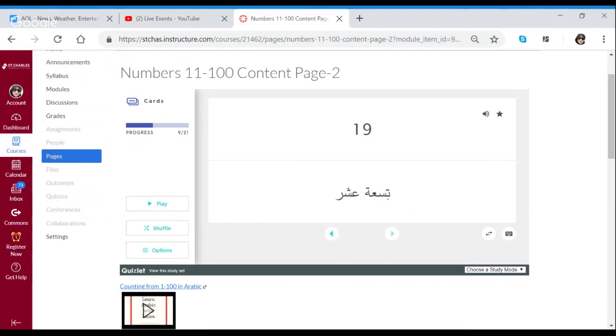Try and do that. Okay. Start with ahadasher. Ahadasher. Ithnaasher. Thalathatasher. Arbatasher. Khamsatasher. Sittatasher. Sabatasher. Thamaniatasher. And tisatasher. Very good. Try it once more, 11 to 19. Ahadasher. Ithnaasher. Thalathatasher. Okay.